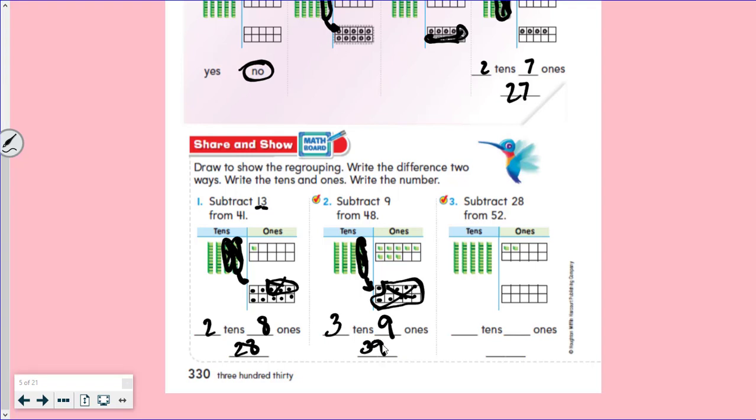All right, try number 3 on your own. Pause your video, try number 3. All right, so I got an answer of 24. Okay, let me walk through what I did. I regrouped, right, because I couldn't take away 8 ones, so I regrouped a 10. Then I took away my 8 ones, and then I took away the 2 10s in 28 right there. And so I was left with 2 10s and 4 ones. So there's my 4 ones there and there, which gave me 24. Let's go to the next page.